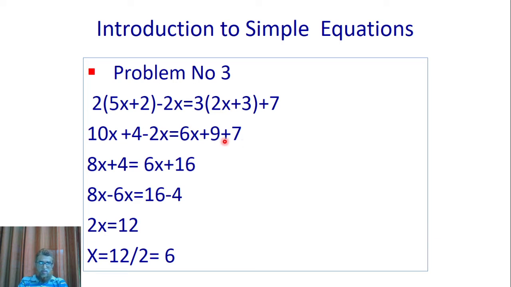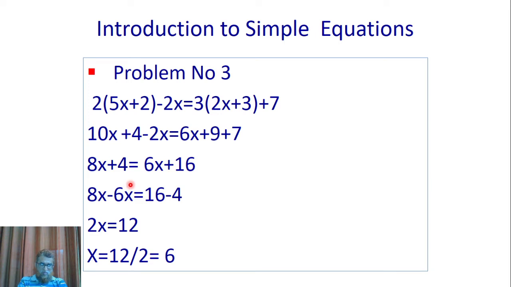Now, here, 10x minus 2x is equal to 8x. 10 minus 2 is 8. So, 10x minus 2x is 8x. 4 will remain here itself. So, the item with the x value is deducted. 10x minus 2x is 8x plus 4. Then on the right hand side, 6x is as it is. Then 9 plus 7 is equal to 16. So 8x plus 4 is equal to 6x plus 16.